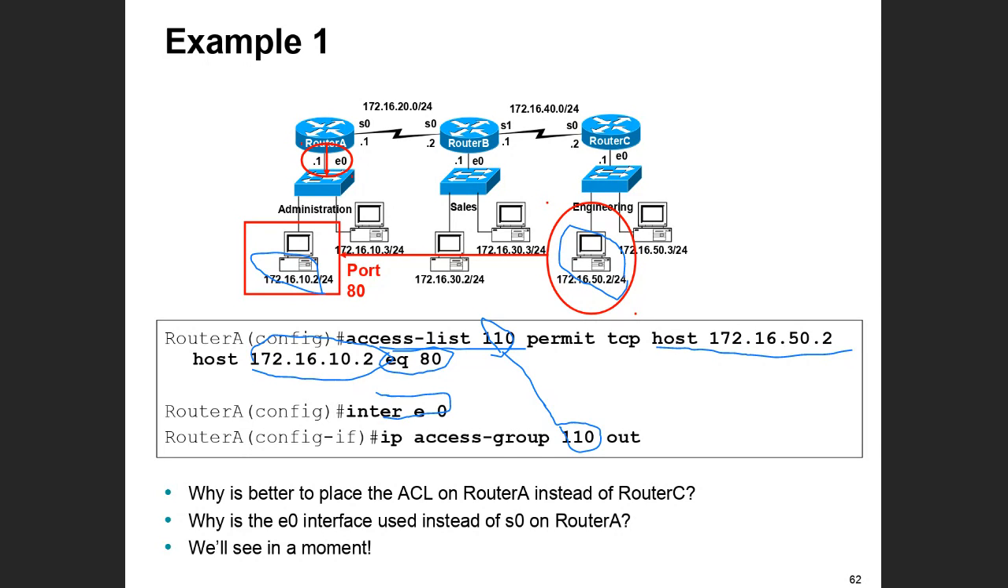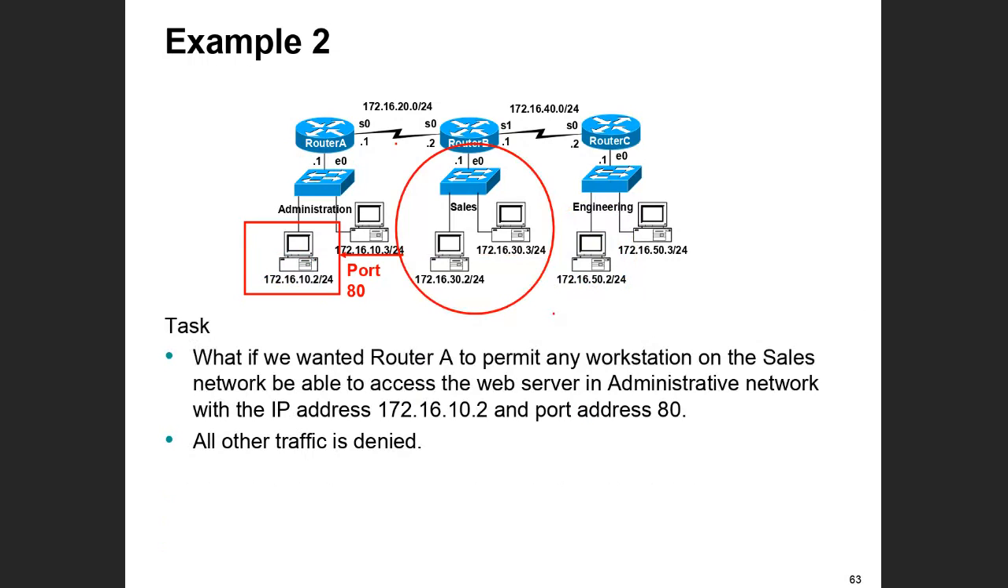So why, he says, why in the slide? Why is it better to put it on router A instead of router C? Why is the Ethernet 0 interface being used instead of the 001 interface? And Rick's going to tell us here in a little bit. Rick, the guy that wrote these slides.